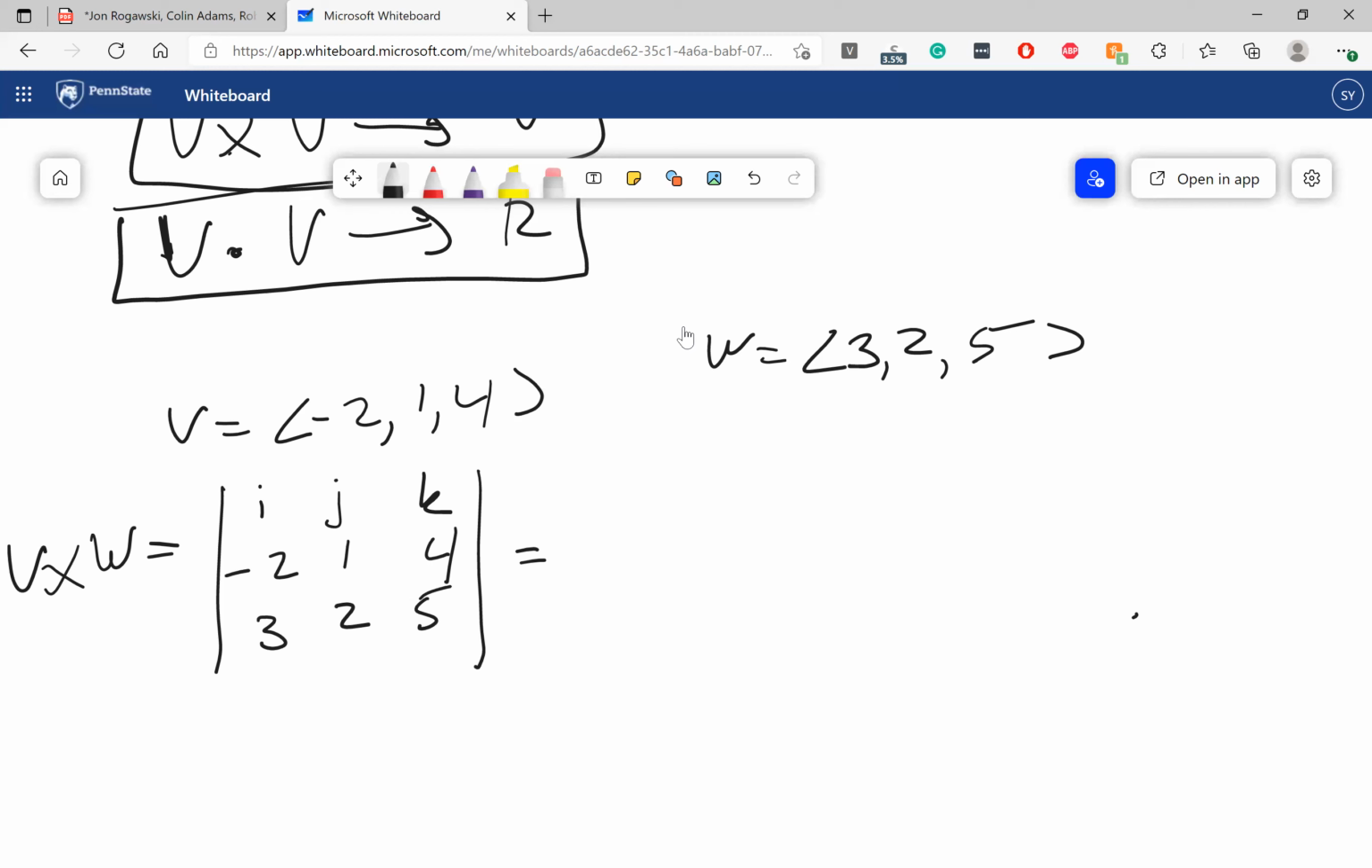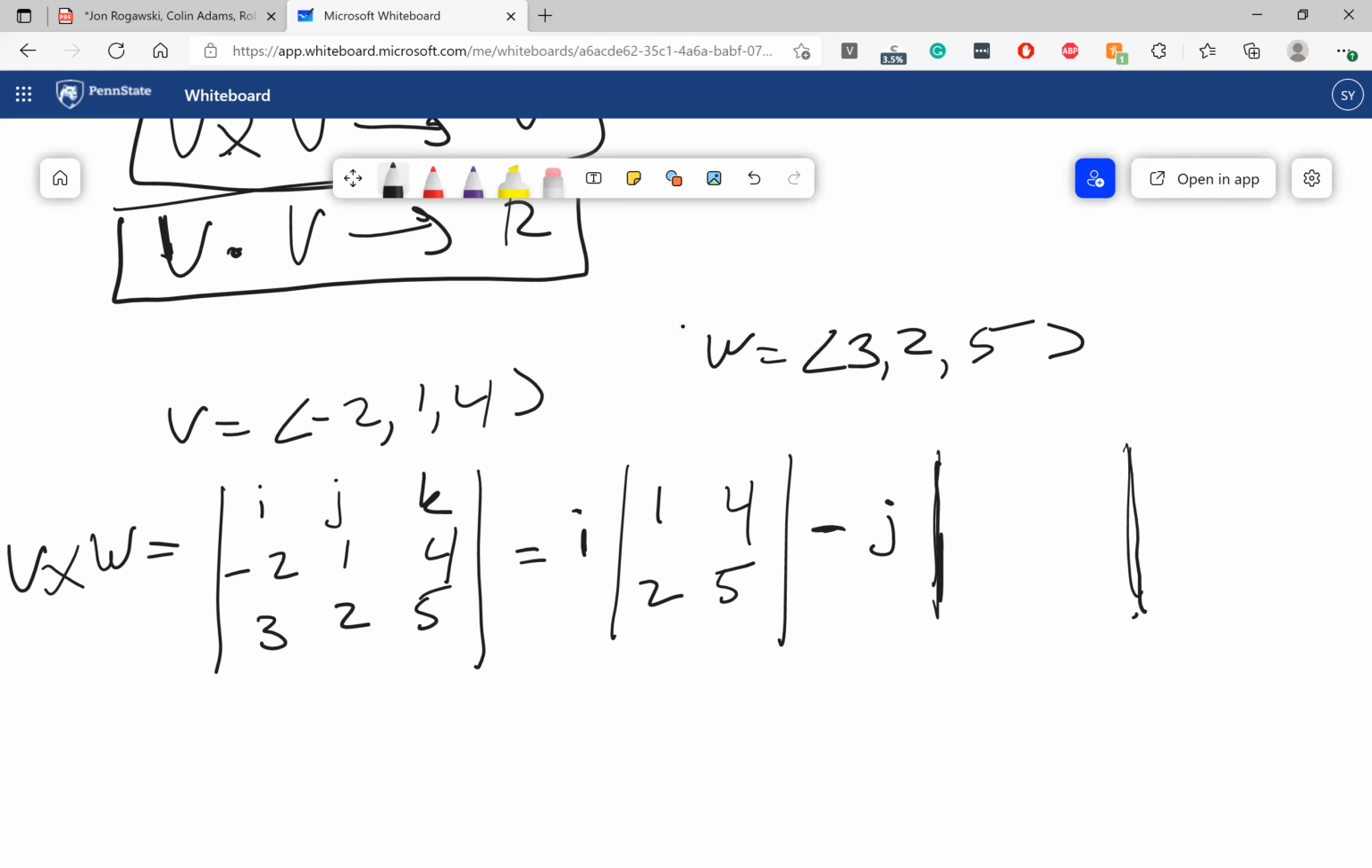Okay, so let me do it. The first component will be I times the determinant of the matrix 1, 4, 2, 5, minus J times the determinant of the matrix negative 2, 4, 3, 5, plus K times the determinant of the matrix negative 2, 1, 3, 2.